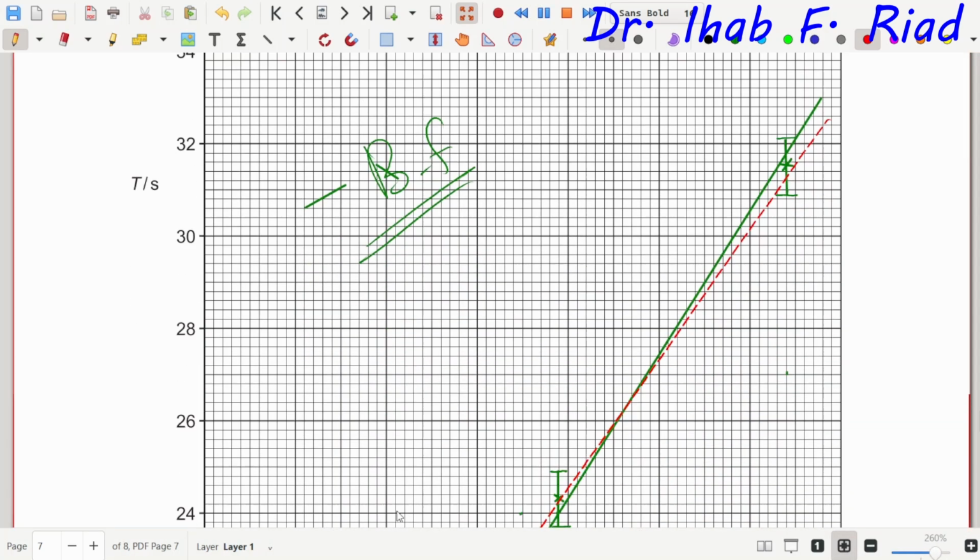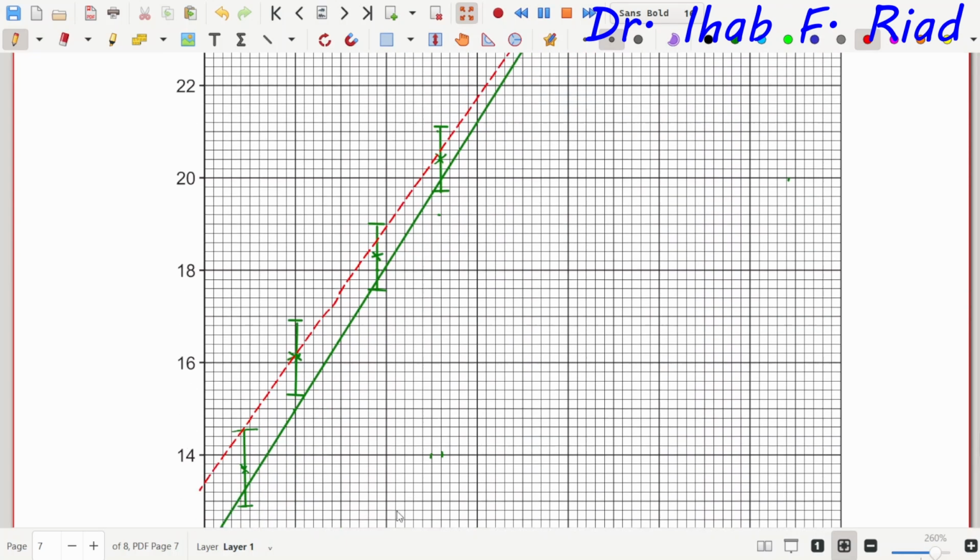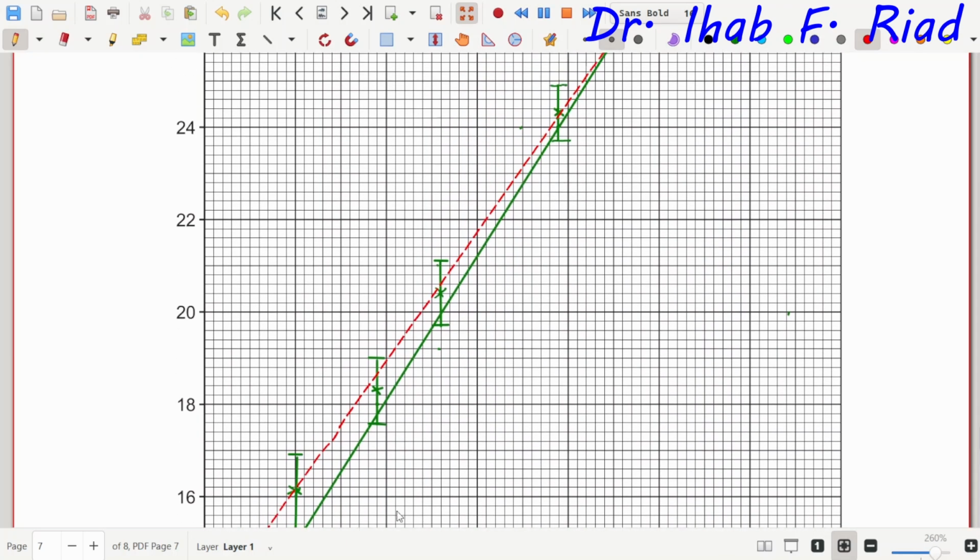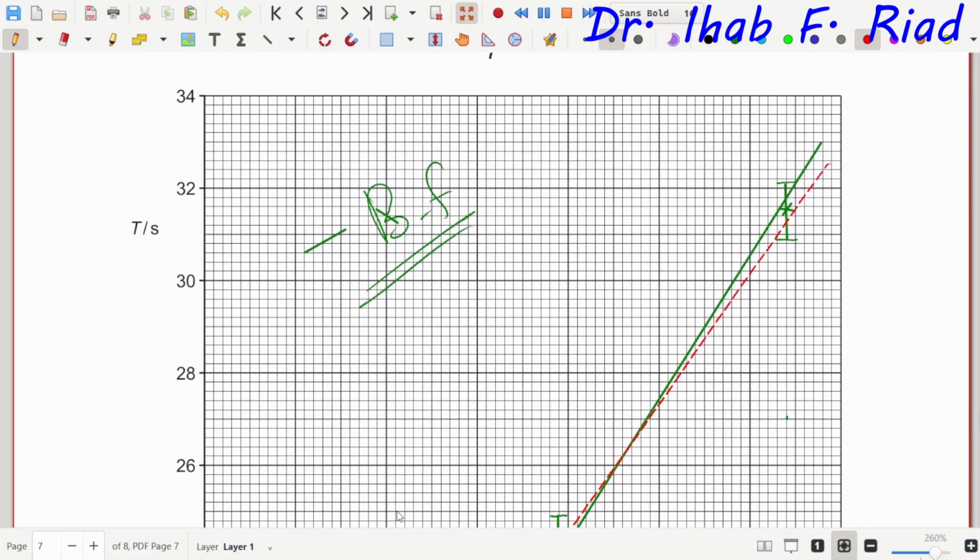So I am making it in a dotted line, and the best fit one is going to be the straight line. Okay, so the dashed, I'm going to call it the worst fit line. Doesn't show up nice. Worst fit line. Okay, we are going to calculate the slope for both lines.